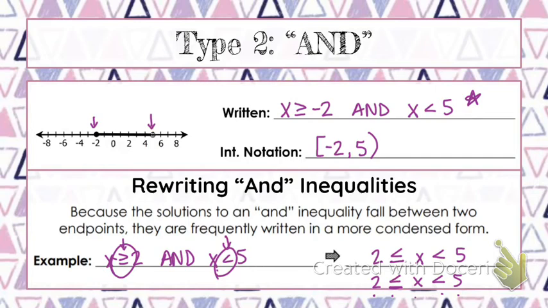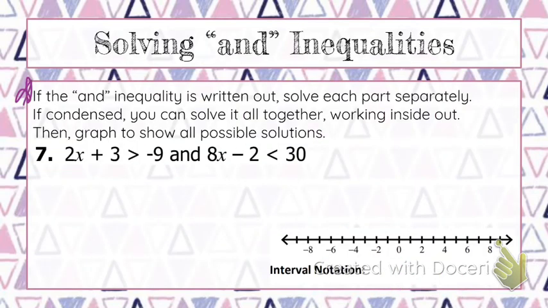Not a big deal. Okay, so if the and inequality is written out, solve each part separately. If it's condensed, you can solve it all together working inside out. Then graph to show all possible solutions. So this one is separated just like the or inequalities were. So we're just going to solve them very similar to the or ones.